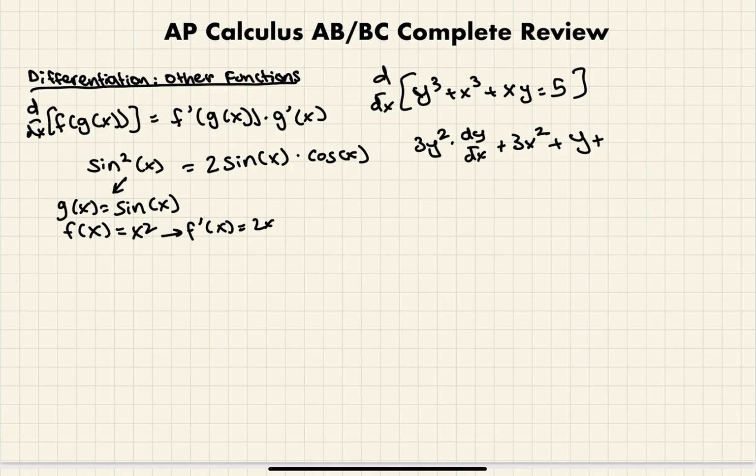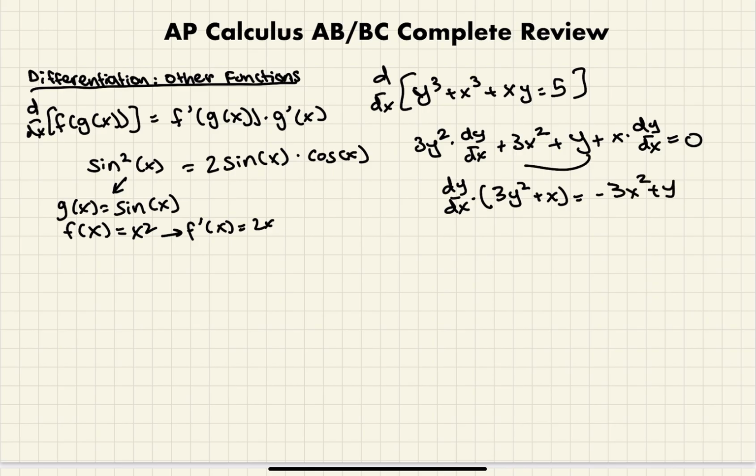It's 1 times dy/dx, and x just stays itself. So it's x times dy/dx equals the derivative of any constant, which is 0. And so you can just factor out the dy/dx and move the other stuff to the other side. So if you take out the dy/dx, it's dy/dx times (3y squared plus x) is equal to negative (3x squared plus y), because you just move these two to the other side.